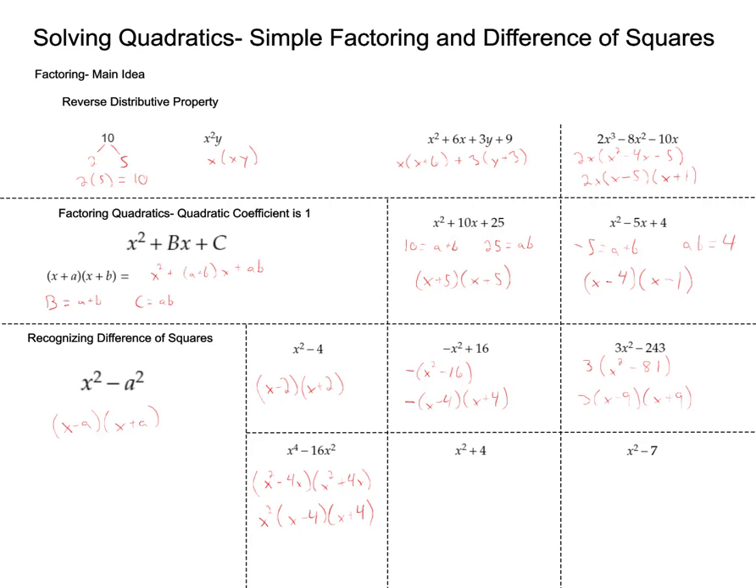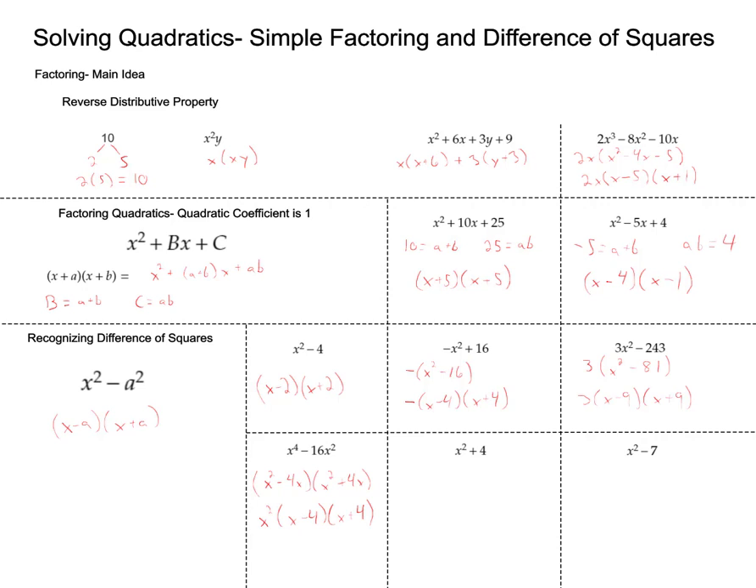The next example, x squared plus 4, is a little bit tricky because you may take a look at that and think, well, that's not a difference of squares. So you can't just say x minus 2, x plus 2, because that would mean that you get x squared minus 4, not x squared plus 4. So why is this included in this example?